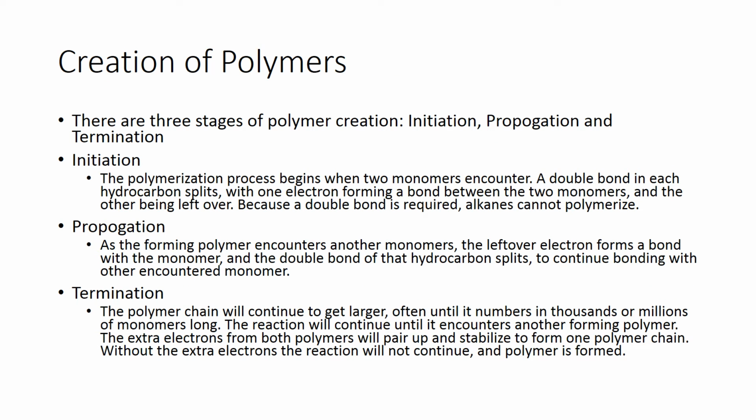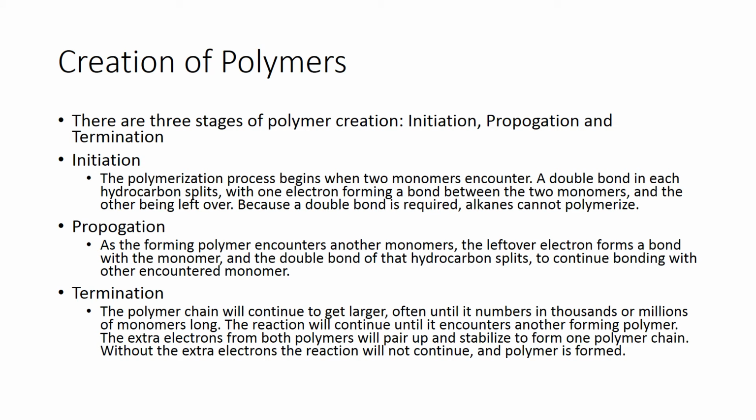The creation of polymers. There are 3 stages of polymer creation: the initiation, propagation, and termination. In the initiation stage, the polymerization process begins when 2 monomers encounter. A double bond in each hydrocarbon splits, with one electron forming a bond between the 2 monomers and the other being left over. Because a double bond is required, remember that alkanes cannot polymerize.